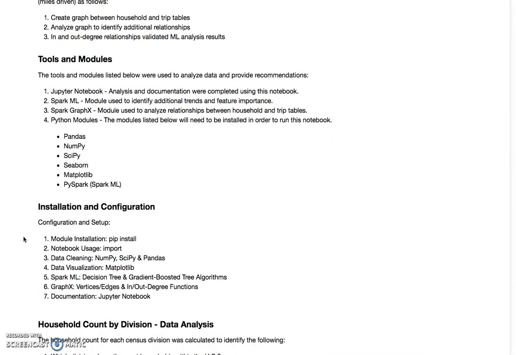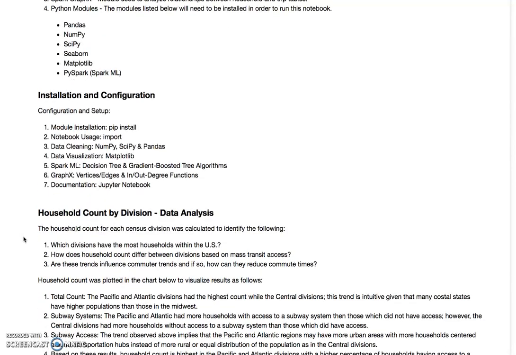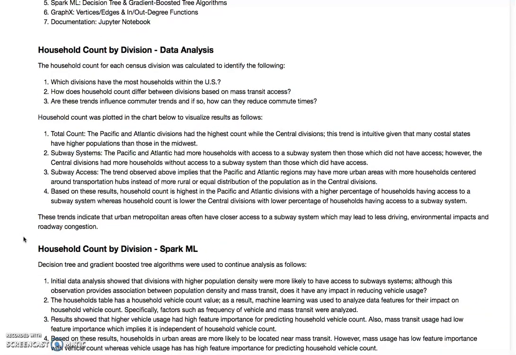Primarily Jupyter Notebook, SparkML, GraphX, and then these Python modules to do the other steps, and also installation and configuration. Basically, they're all modules that are installed within the notebook, so run pip install and import into the notebook. And then the parts about the data analysis were part of a data challenge that I entered. I did the data cleaning and summary statistics for that data challenge, and this builds upon that. So there's a clear separation.